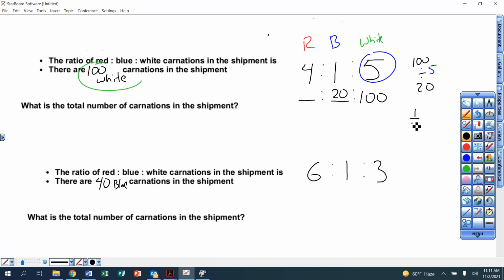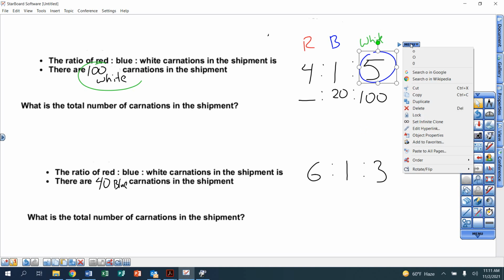The fraction 1 to 5 is equivalent to the fraction 20 over 100. They are equivalent. That's why I put 100 in that spot, and knowing that if that's 100, the other number has to be 20 for blue to keep that ratio equal.